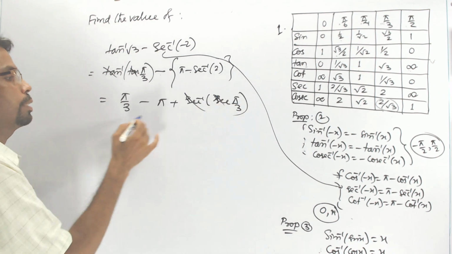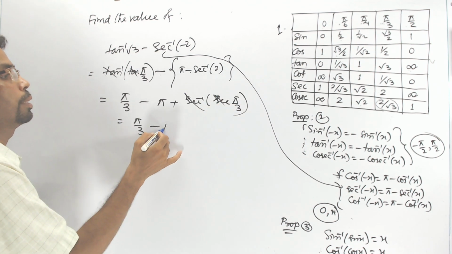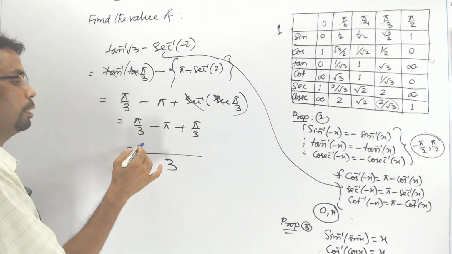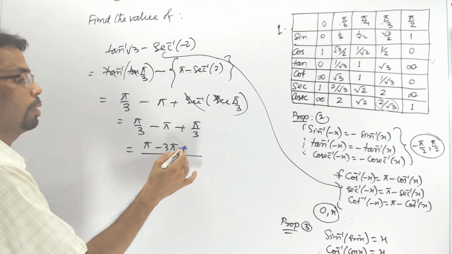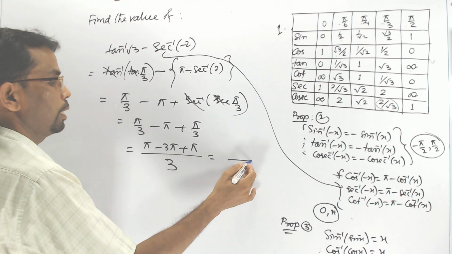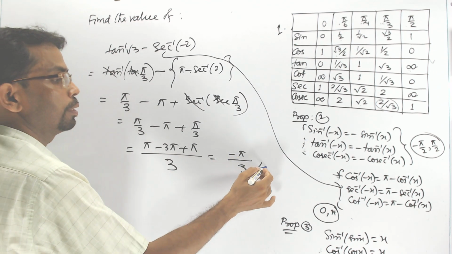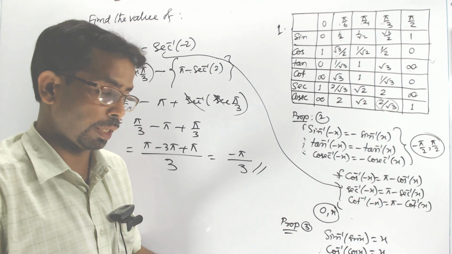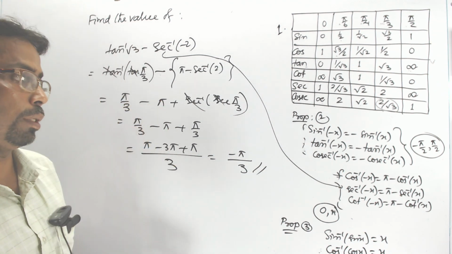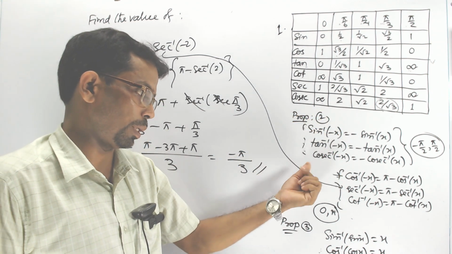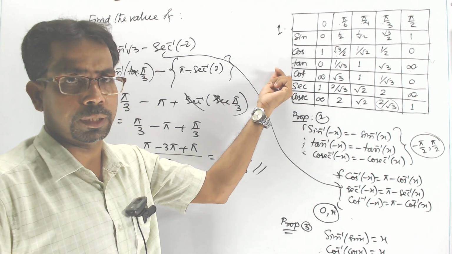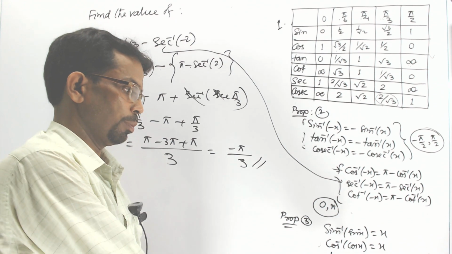Then this is getting cancelled, pi by 3 minus pi plus pi by 3. You take the LCM, LCM is 3, pi minus 3 pi plus 1 pi. So the final answer is, I think, minus pi by 3. So for any question asking to find the value, actually it is the principal value. If we know just these two properties, mainly this property, this table you already know, which you learned in class 10, even in 11. And this property is very simple.